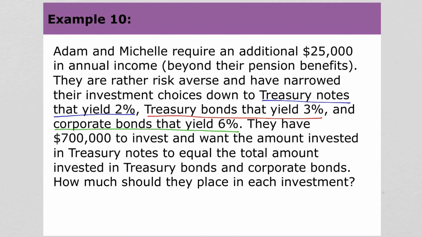They have $700,000 to invest between these 3. Must be nice. And they also want, for some reason, the amount in Treasury notes to equal the amount in Treasury bonds and corporate bonds. So this is going to give us our 3 equations, okay?